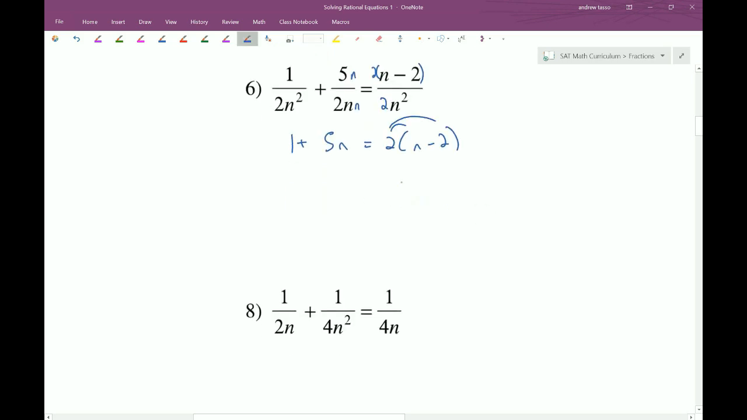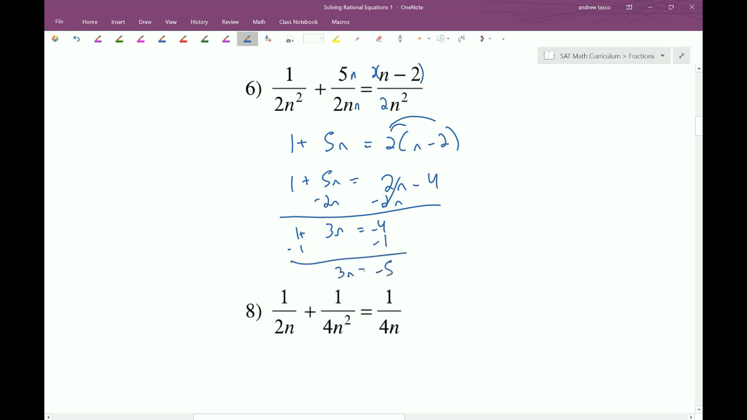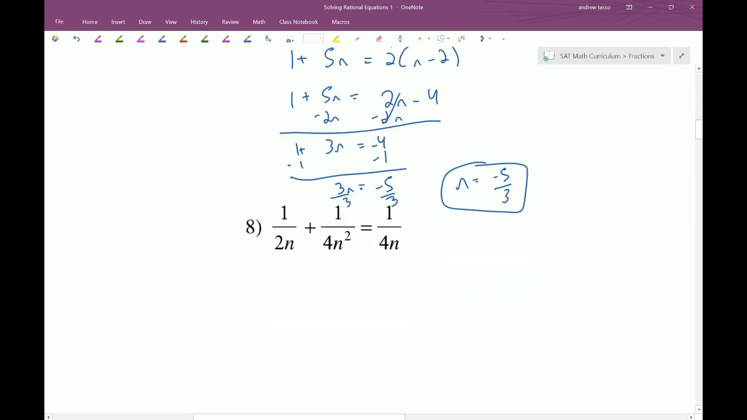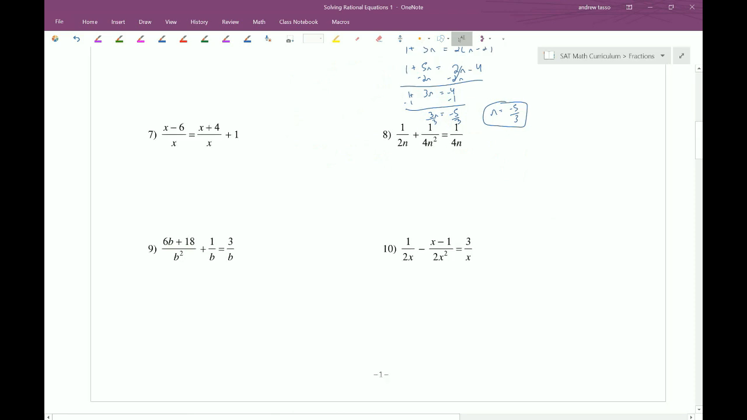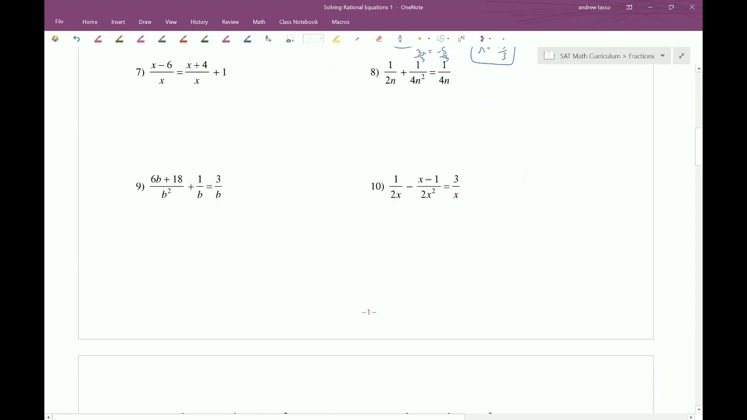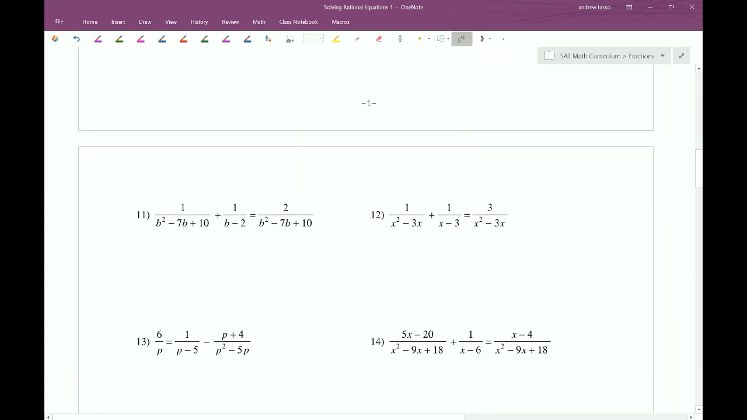I distribute this 2. That gives me 2n minus 4. Then I subtract 2n. And that gives me 3n. Subtract 1. Get minus 5. And divide by 3. So I end up with n is negative 5/3. Right, so you can see these are pretty useful techniques. They're definitely coming in handy.